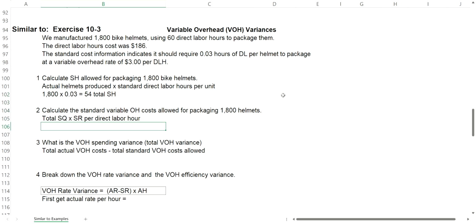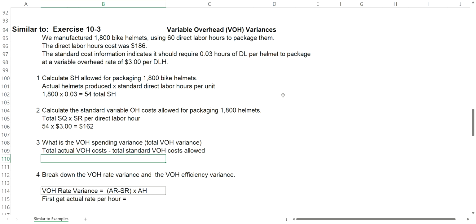Okay, for question 2, calculate the standard variable overhead cost in total for those 1,800 units. So I would take the standard quantity that I came up with in part 1, which is 54 hours, times the standard rate, given at $3 per hour. Multiply that out. That is a total of $162 as my total standard variable overhead cost.